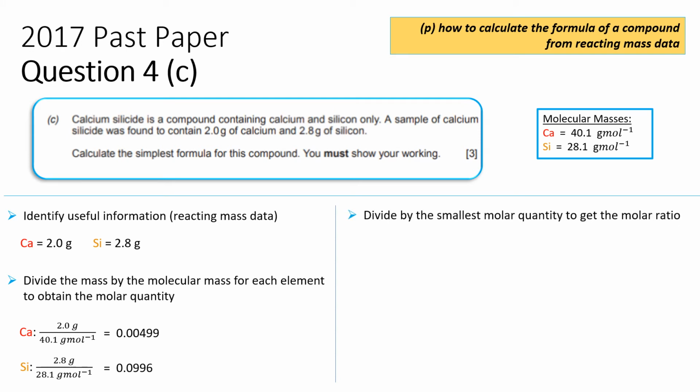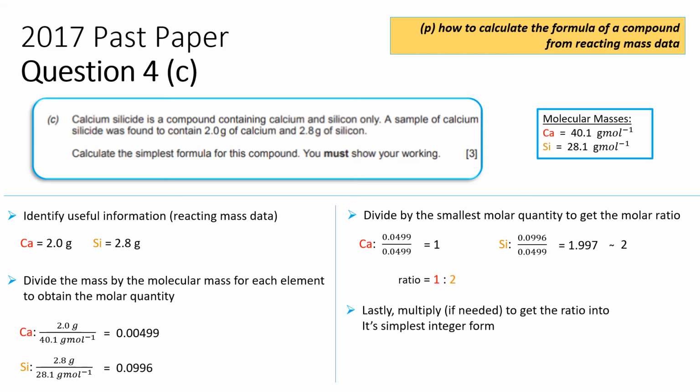Then divide by the smallest molar quantity to get the molar ratio. The smallest molar quantity out of the two is 0.0499, which is calcium. So you divide 0.0499 by 0.0499 and get 1. And for silicon you divide 0.0996 by 0.0499 to get 1.997, which is roughly equal to 2. So the molar ratio for this compound is nicely 1 to 2, and no multiplication needs to happen because it's already in integer form.